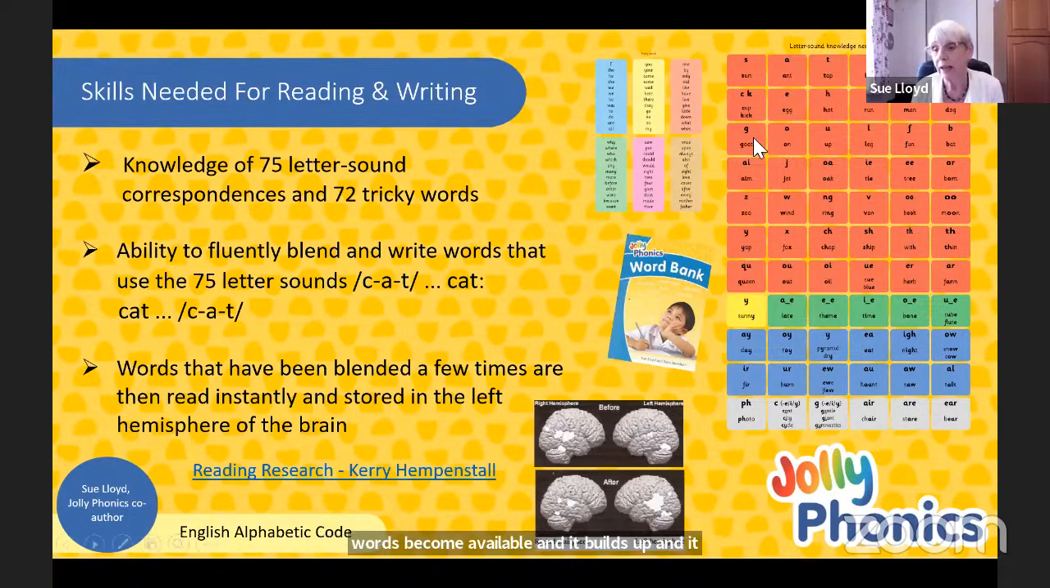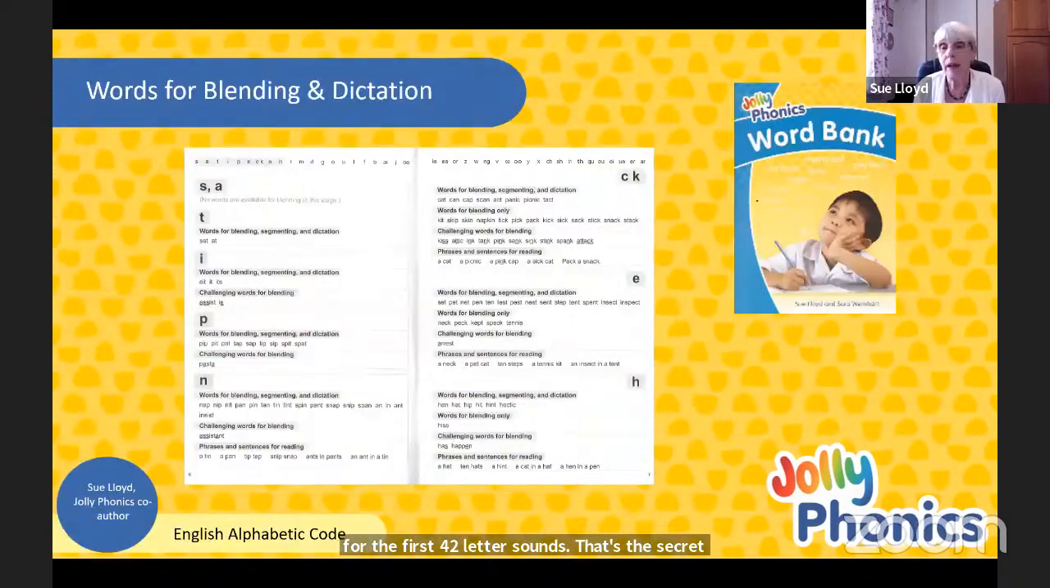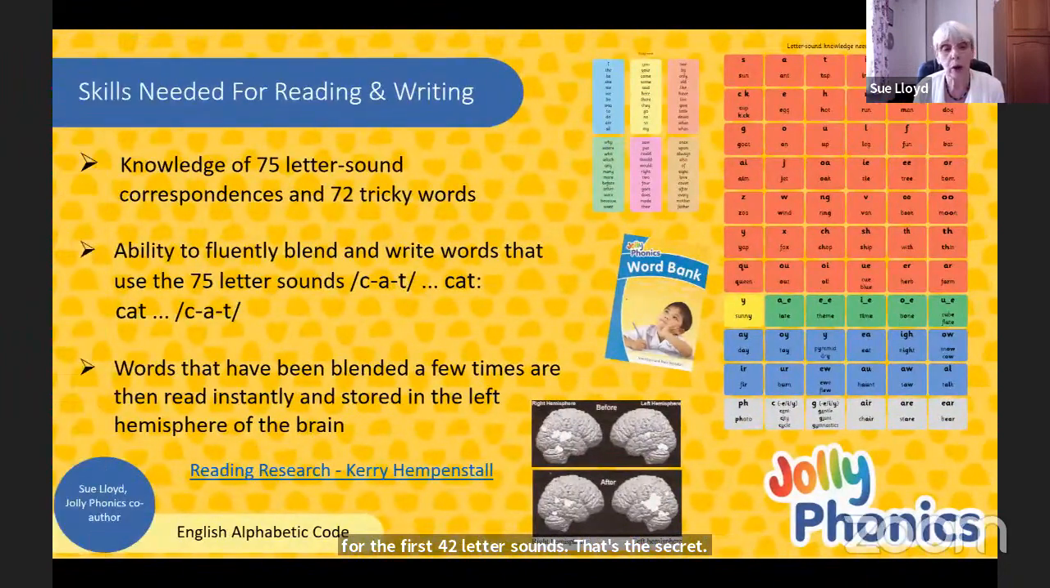So every day you want to do some blending practice with the children and try and get them to do it with their partners or on their own, or with somebody who will listen to them. And for writing, you want to get the children to write from dictation, to get used to writing and working out the words. Very, very powerful way of teaching. No reading books for the first 42 letter sounds. That's the secret. And words that have been blended a few times become known.